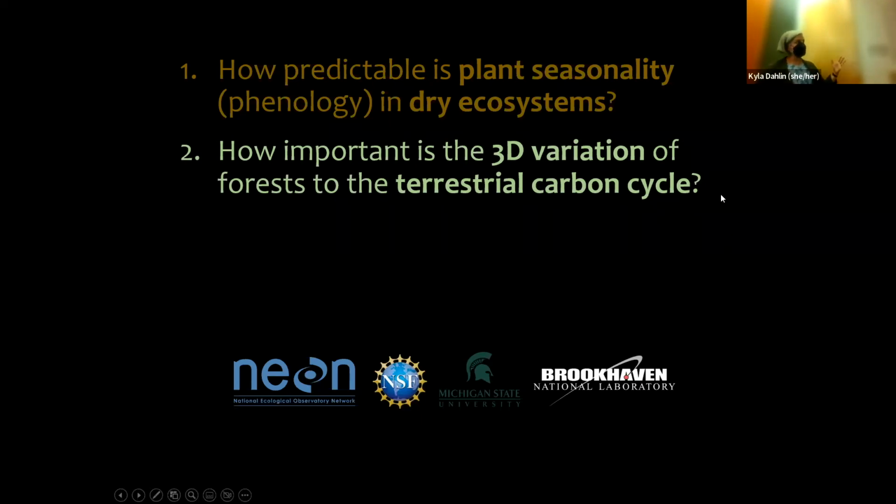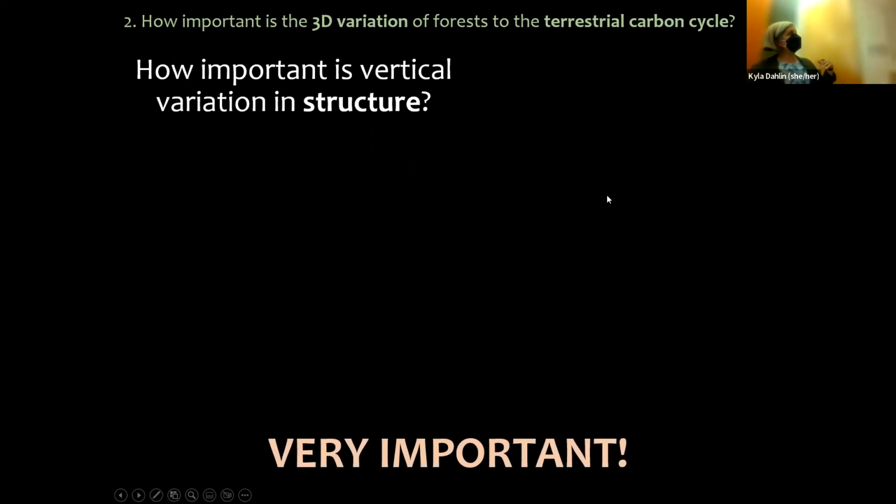And so we're going to switch gears and I'm going to talk about three-dimensional variation of forests in the terrestrial carbon cycle, specifically temperate forests. I like to think about this question as being divided up into thinking about structure and thinking about function. And there's a very obvious reason for that, which I'll get to in a minute.